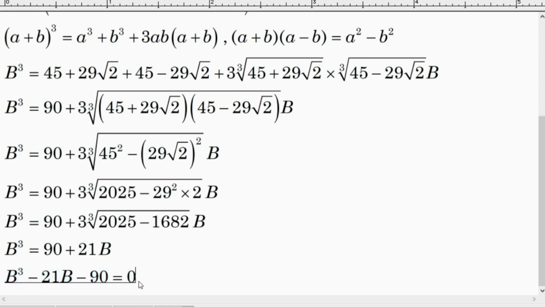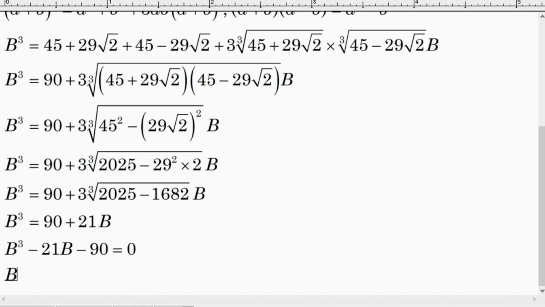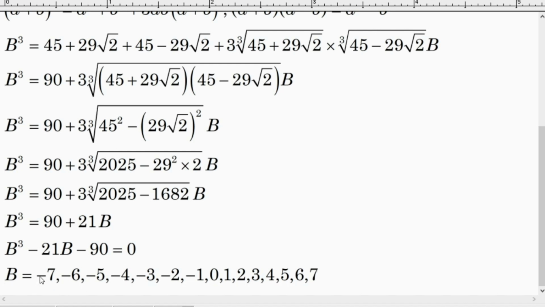So you can just put b equal to any numbers, let's say minus 7, minus 6, minus 5, minus 4, minus 3, and minus 2, and minus 1, and then 0, and then 1, 2, 3, 4, 5, 6, and 7. So we can just put any numbers to try for this equation.